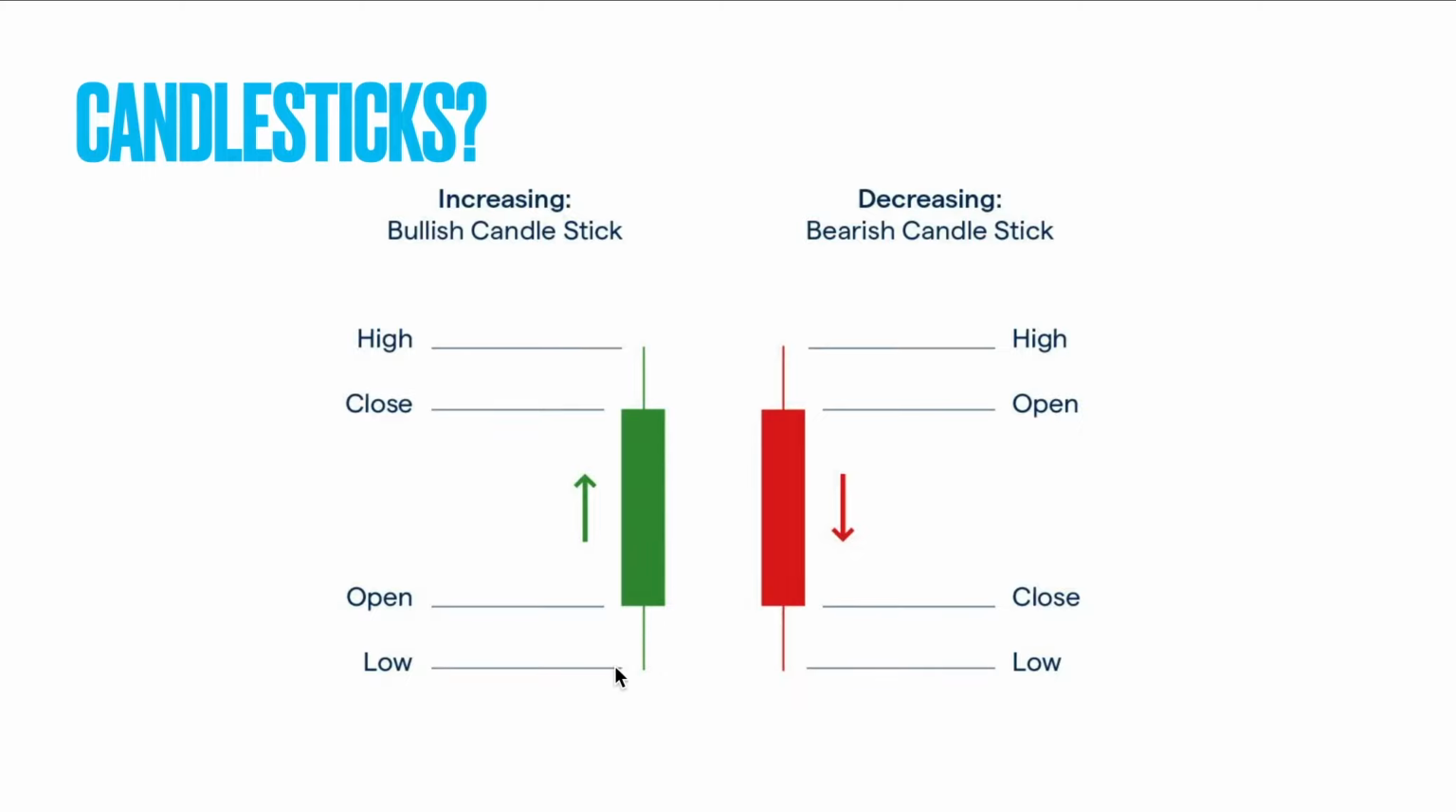That means that this price movement happened over the course of an hour. So this is the start of the hour. This is the end of the hour. And these wicks mean that in between the start and the end of the hour, the price moved all the way down to here and all the way up to here.